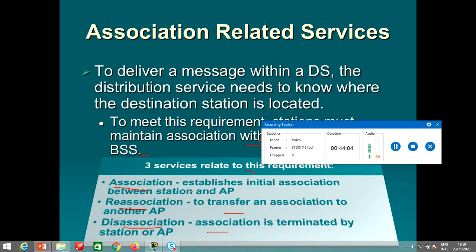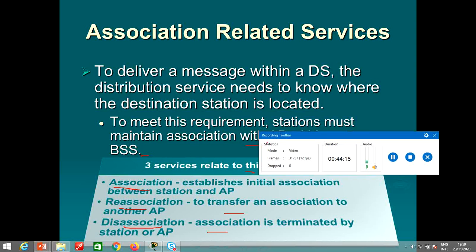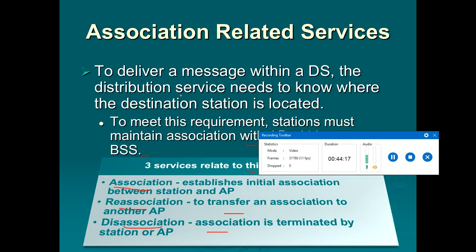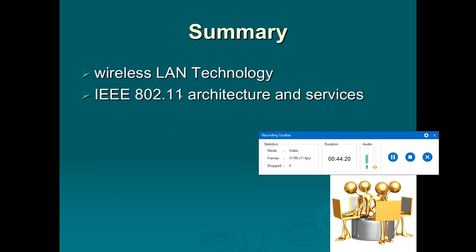A station should give this notification before leaving an ESS. For example, sometimes our phone switches off or there are weak signals, or when we are shutting down our device. Alright, so this is the association related service, and that's all about this chapter, and thank you so much.